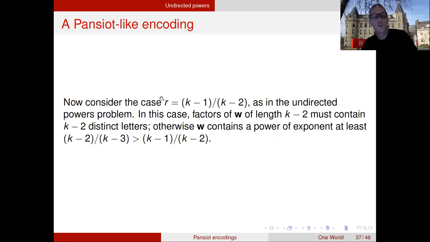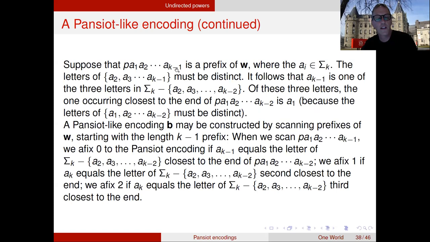Now consider the case where R is (k-1)/(k-2), as in the undirected powers problem. In this case, factors of W of length k-2 must contain k-2 distinct letters. Otherwise, W contains a power of exponent at least (k-2)/(k-3), which is too big. Now, suppose I have a prefix a_1, a_2 up to a_{k-1}, where the a_i are letters. The letters a_2 up to a_{k-2} have to be distinct, which means that a_{k-1} is one of the three letters in Sigma_k minus this. And of those three letters, the one closest to the end is a_1, because these letters, a_1 up to a_{k-2}, have to be distinct. So we can have a Pansiot-like encoding b. You scan the prefixes of length k-1.